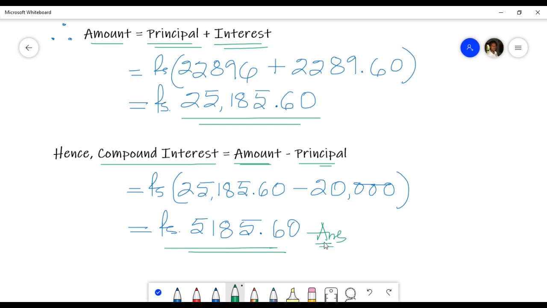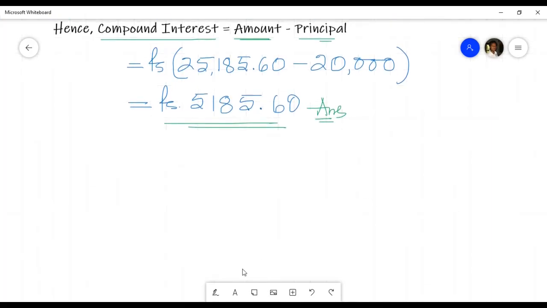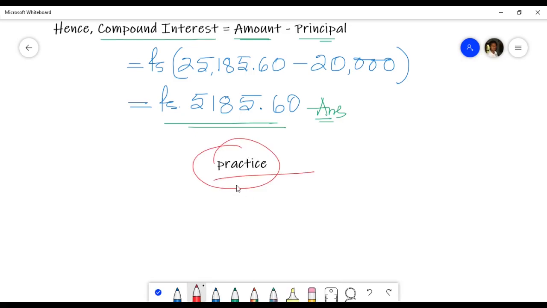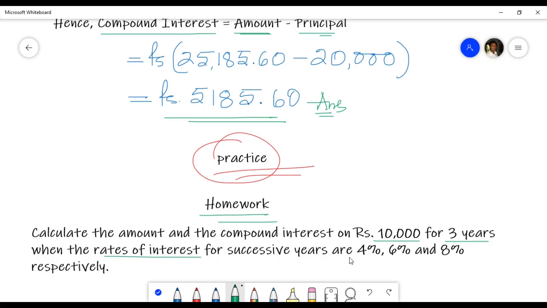I hope you have understood it. You can go back and see again and again, and also do it in your notebook and keep practicing. That is what I encourage every time. You can see there's a homework that I have given you. Calculate both the amount and the compound interest on rupees 10,000 for 3 years, with the rates of interest for successive years being 4%, 6%, and 8% respectively.